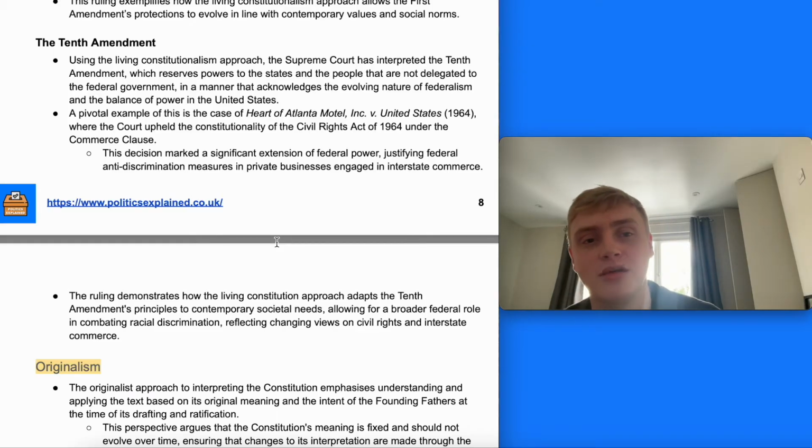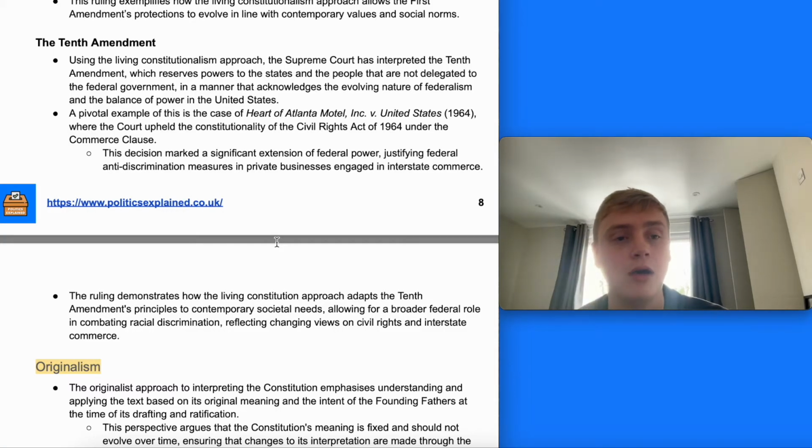A key example of this is Heart of Atlanta Motel versus United States in 1964 as part of the Warren Court, where the court upheld the constitutionality of the Civil Rights Act under the Commerce Clause. And this marked a significant extension of federal power, justifying anti-discrimination measures in private businesses engaged in interstate commerce.